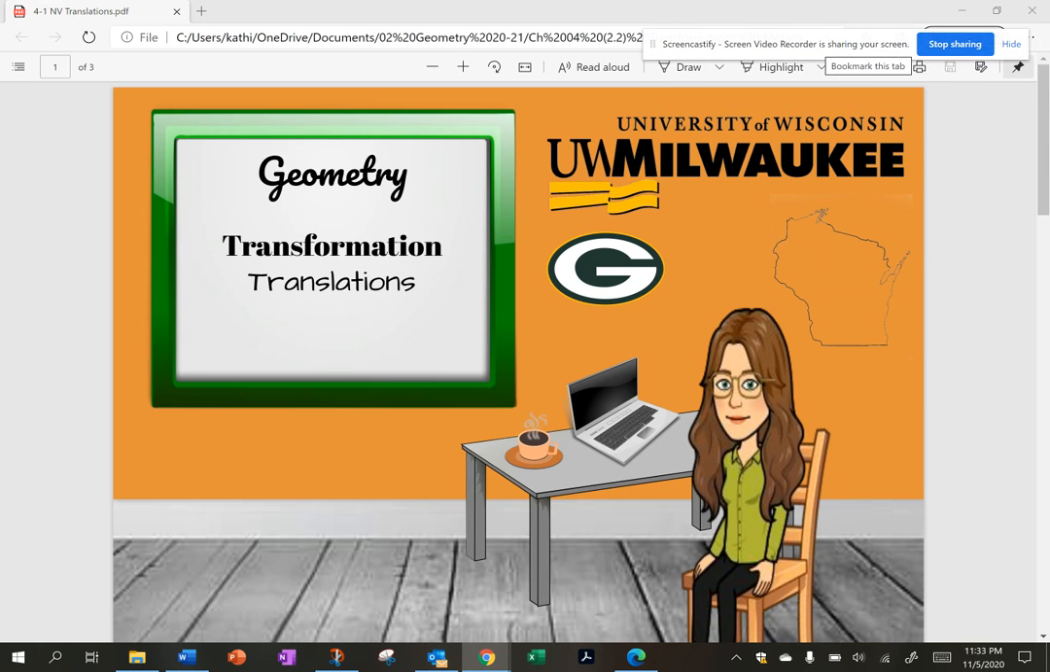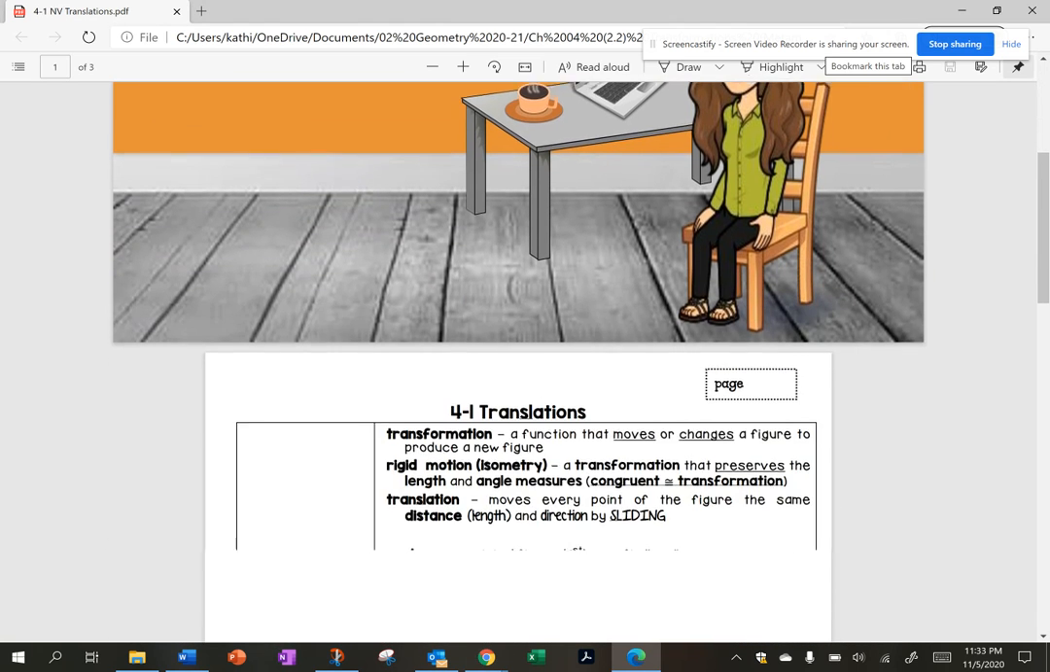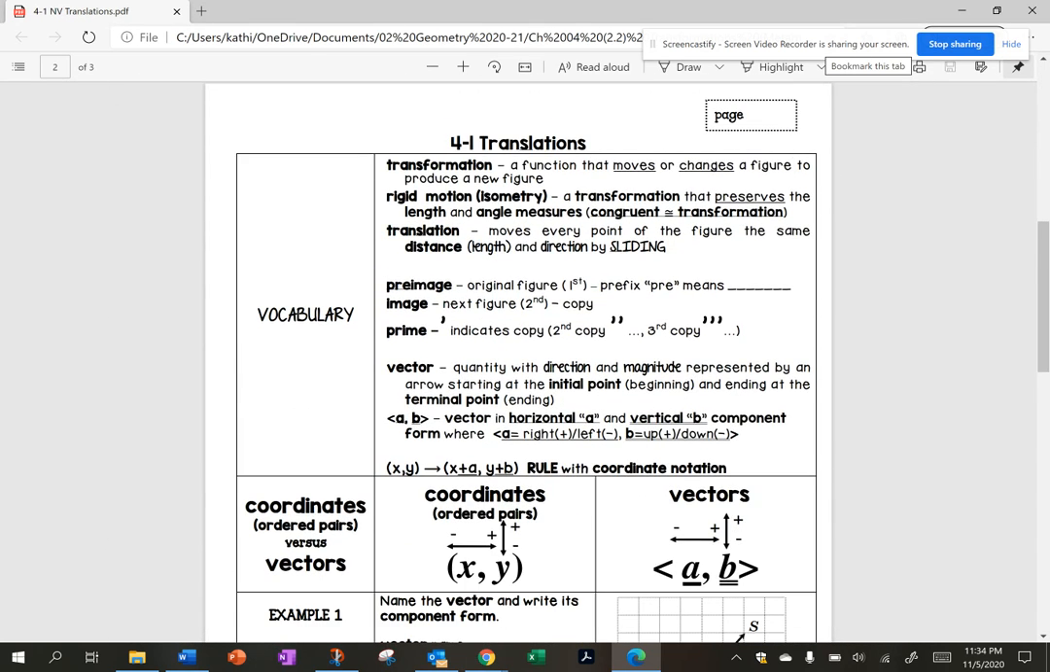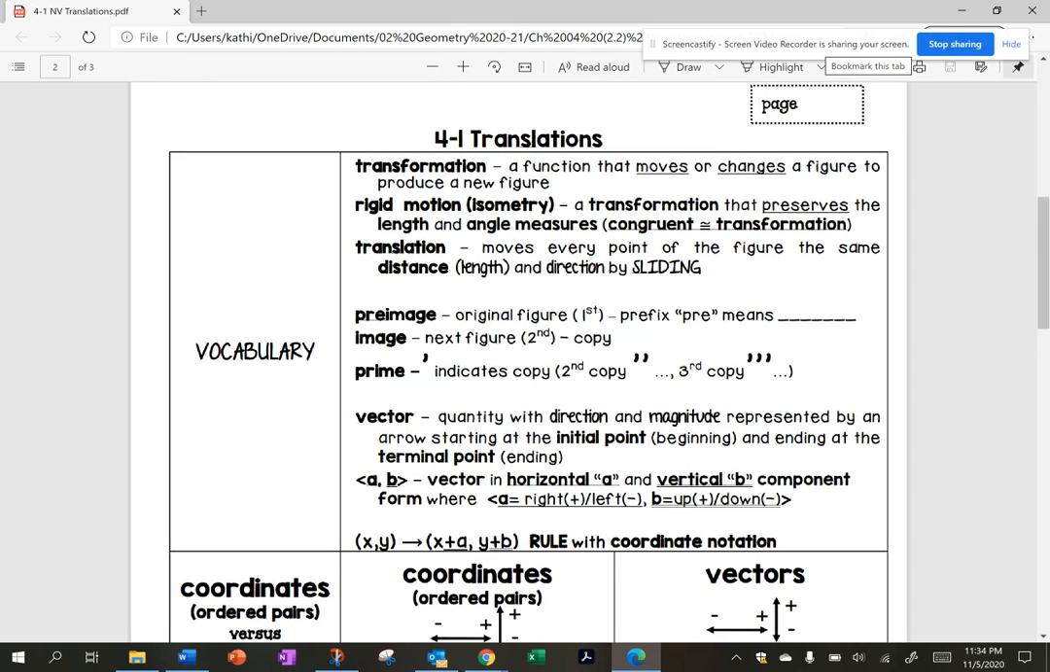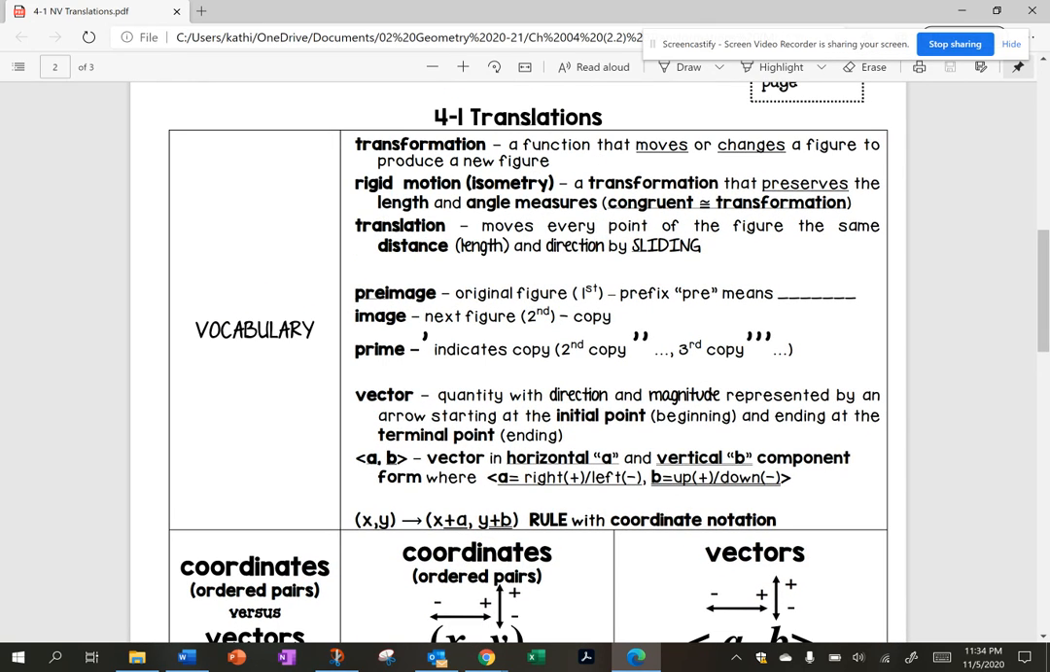Today's lesson on transformations is translations. So we have a lot of vocabulary for transformations. A transformation is a function that moves or changes a figure to produce a new figure. A rigid motion or isometry is a transformation that preserves the length and the angle measure.